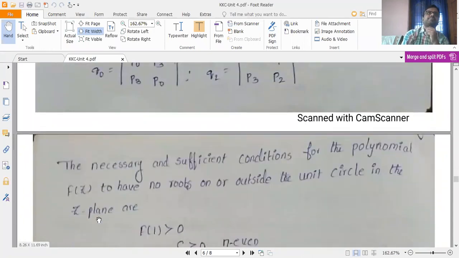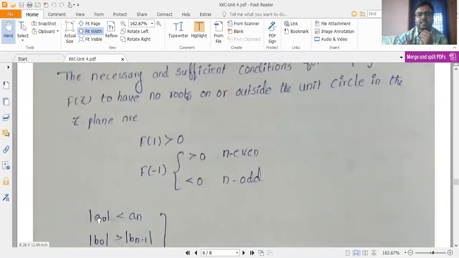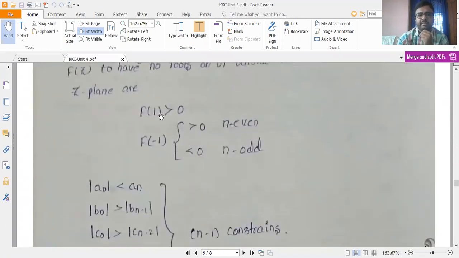Okay. So before framing the table, we have to satisfy some conditions. That means this particular polynomial f of z has to satisfy the necessary and sufficient conditions so that no roots lie on the right hand side or outside the unit circle. Okay. So those conditions are, those conditions are f of 1.